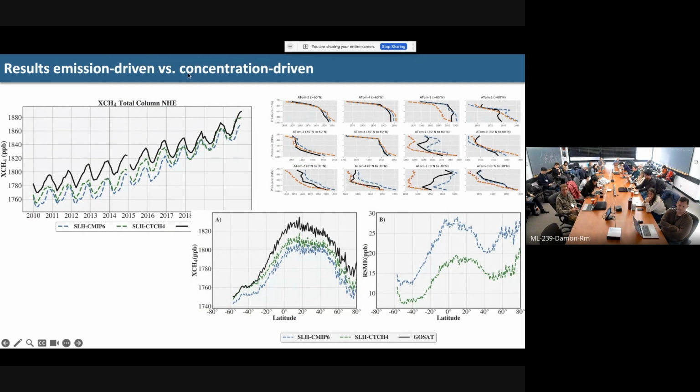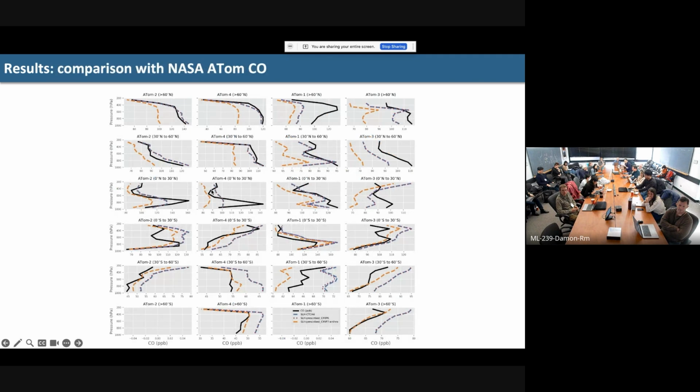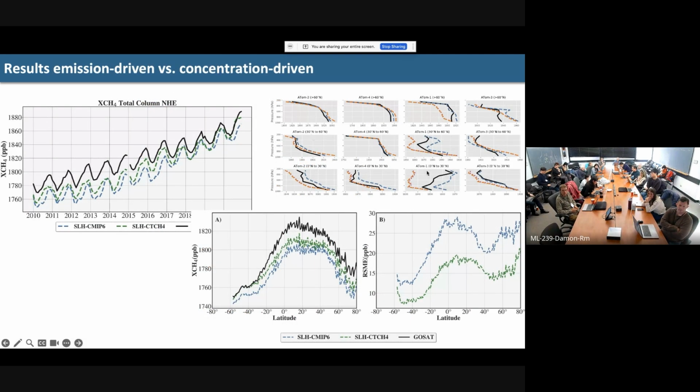Quickly, the difference between emission-driven and concentration-driven. As you can see here, the CO actually is not changed by using the emission-driven methane simulation. This is partly because the methane emissions are fairly in line with the concentration-driven. And the comparison with the GOSAT column showed that the emission-driven actually outperformed the concentration-driven, which means that we could with confidence simulate methane with emissions better than the previous protocol of prescribing surface concentrations.